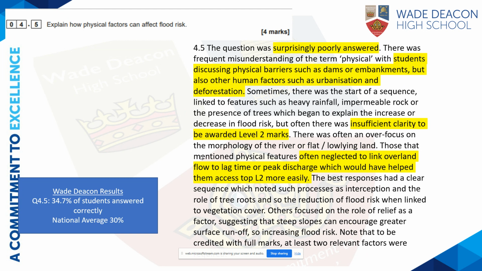They mentioned human factors, yes, so urbanisation, building on floodplains. And it just didn't get them any marks at all. And then there was insufficient clarity as well.